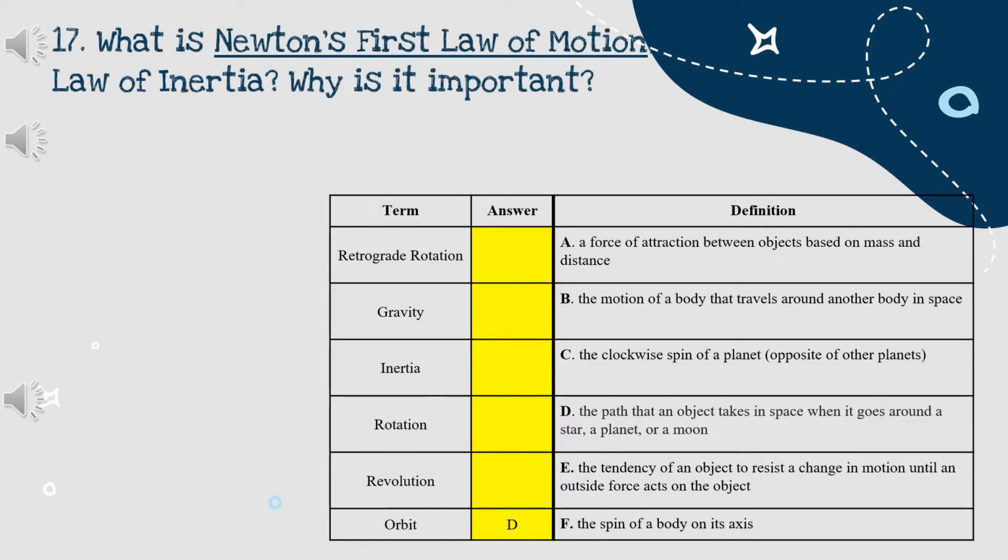Number 18, what is Newton's first law of motion, the law of inertia, and why is it important? An object in motion remains in motion, and an object at rest will remain at rest unless acted upon by an unbalanced force. This is important because a planet revolving around the sun will continue to do so unless something stops it.